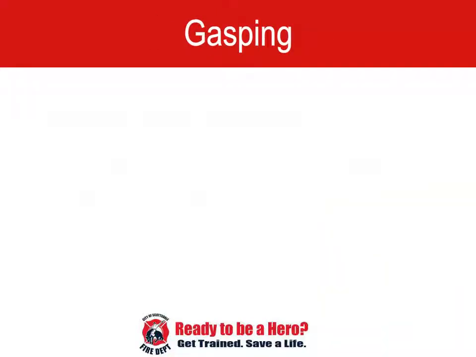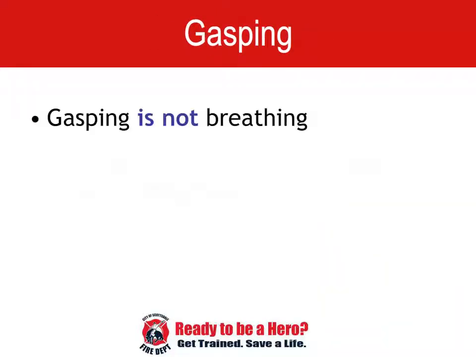Gasping is common in cardiac arrest, but gasping is not breathing. It is a natural body response while the heart is not moving in a normal pattern. In a cardiac arrest, the heart is not pumping blood to the brain. If you let the person lay there gasping while you wait for the emergency responders to arrive, the chance of survival is not very good.